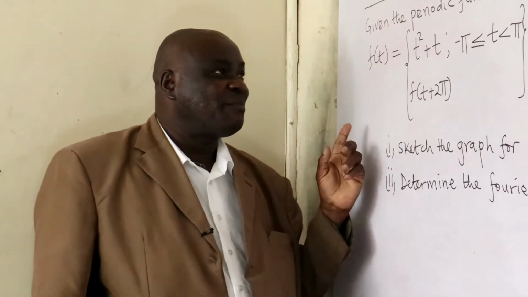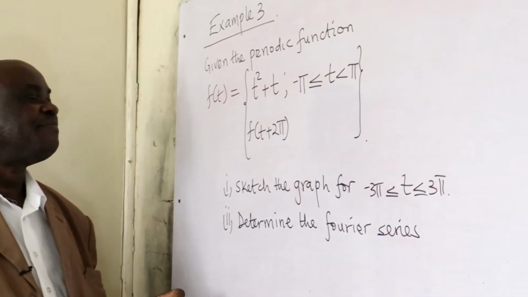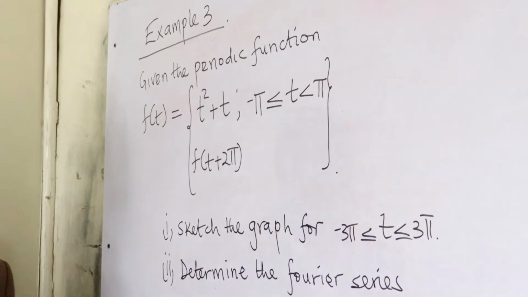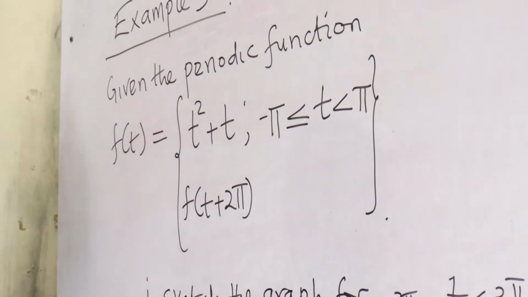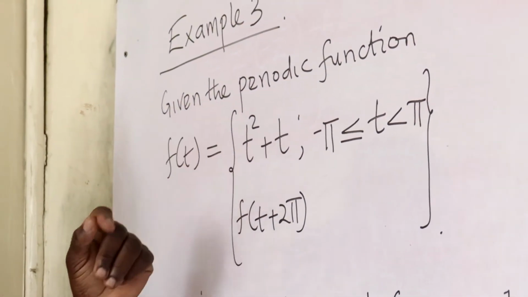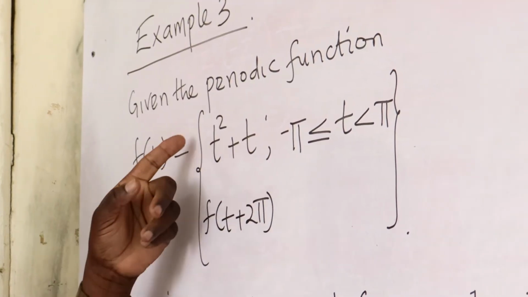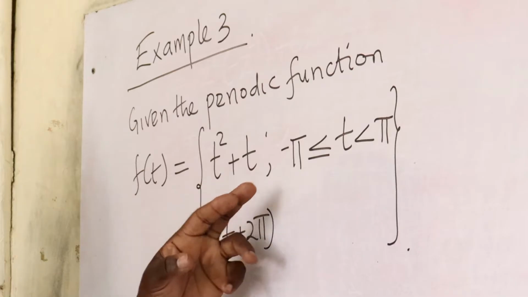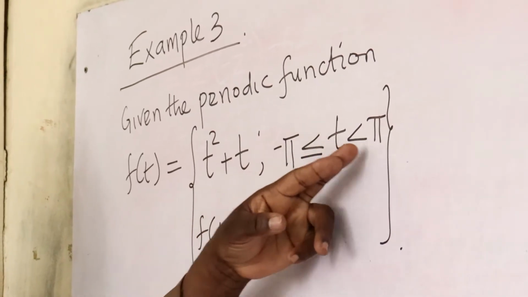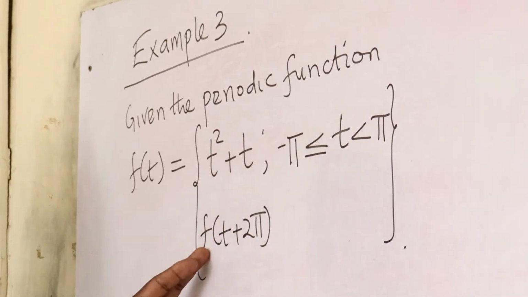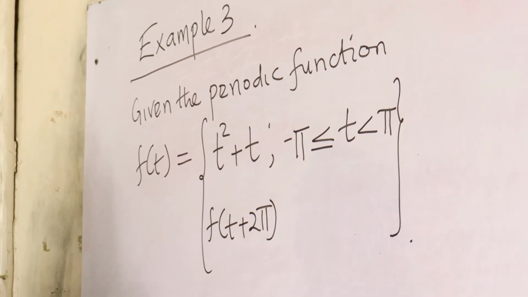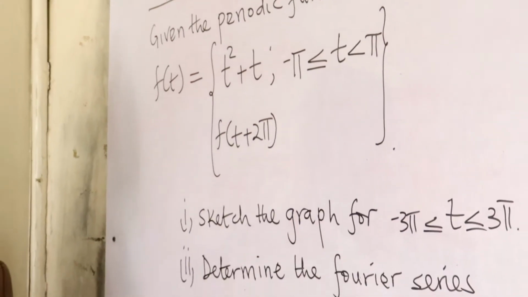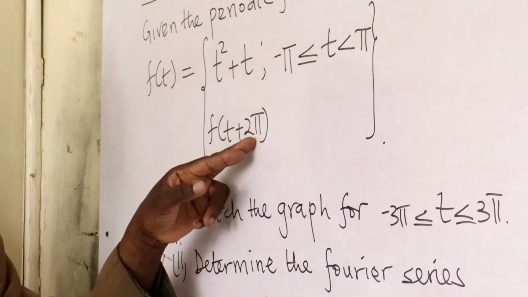Let's have another example on Fourier series. Now we have our example 3 under the Fourier series analysis. We are given the periodic function f of t is equal to t squared plus t for t in between negative pi and pi, and f of t is equal to f of t plus 2 pi. So our function is a function of period 2 pi.